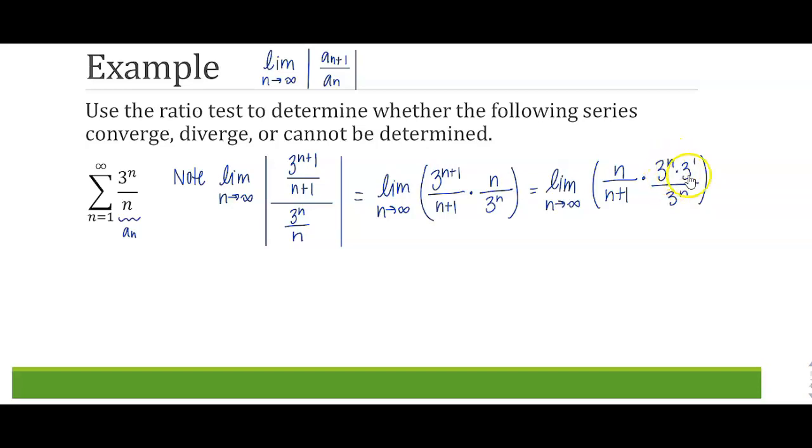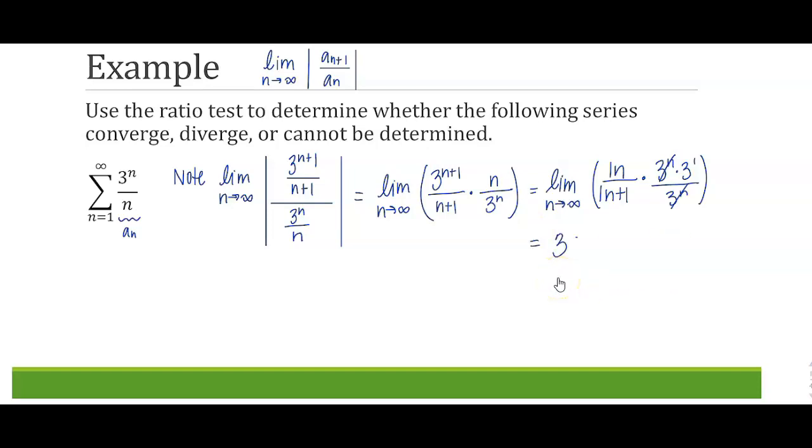So notice 3 to the n times 3 to the 1, since they have the same base, we can add their exponents. So all I've done is rewrite this particular part, and now I can see that the 3 to the n's would cancel out. So the limit as n approaches infinity of n over n plus 1, this part is the only part that involves n, is going to be just 1. If I think about end behavior, or horizontal asymptotes, I'm just going to have the leading coefficients 1 over 1 times 3. So the answer to this limit at infinity is positive 3.